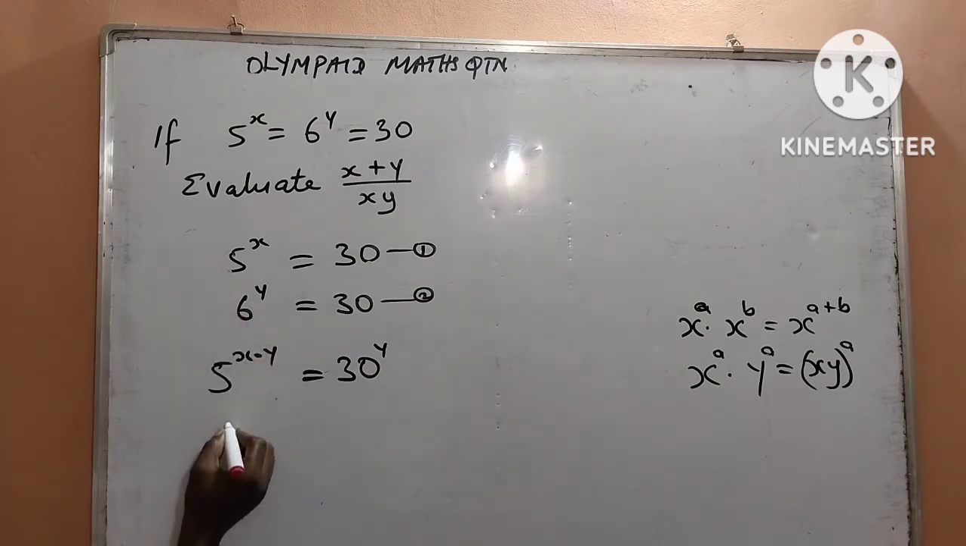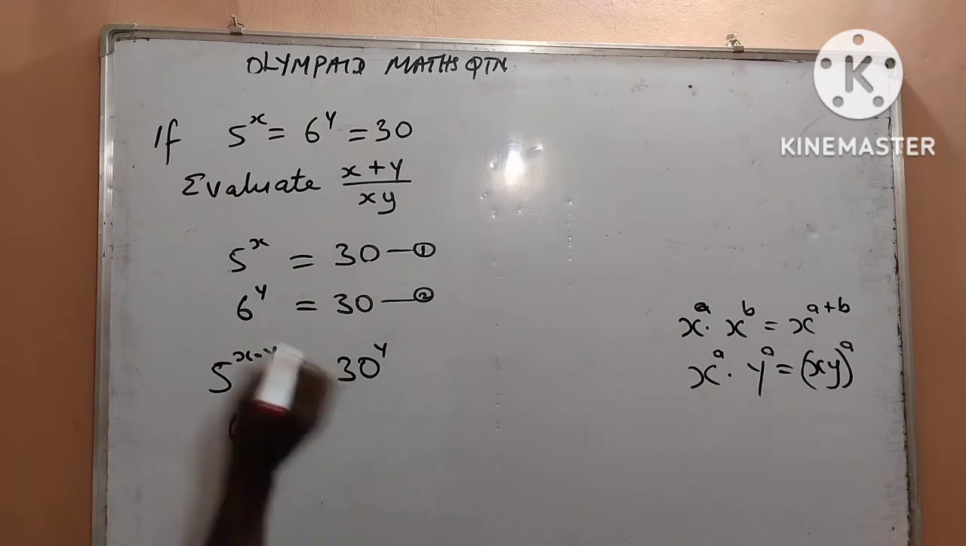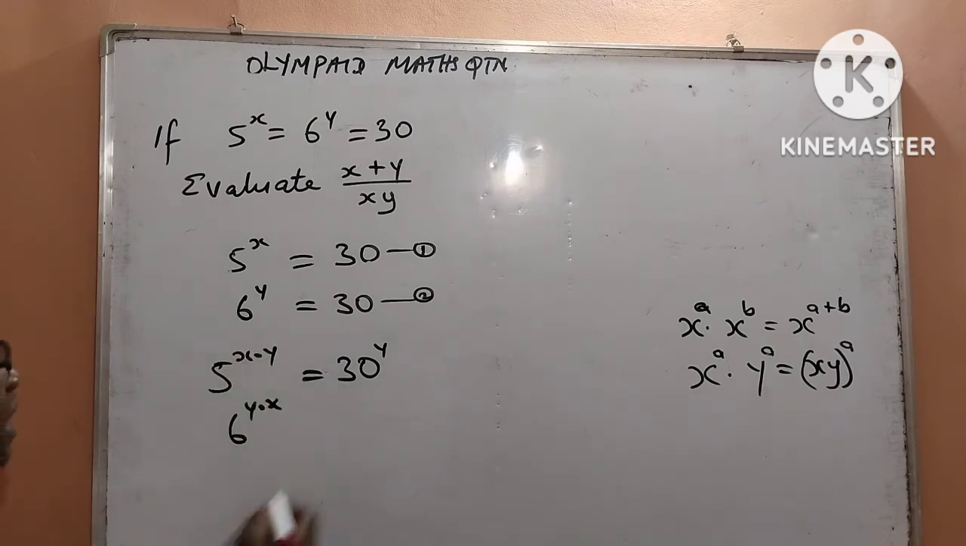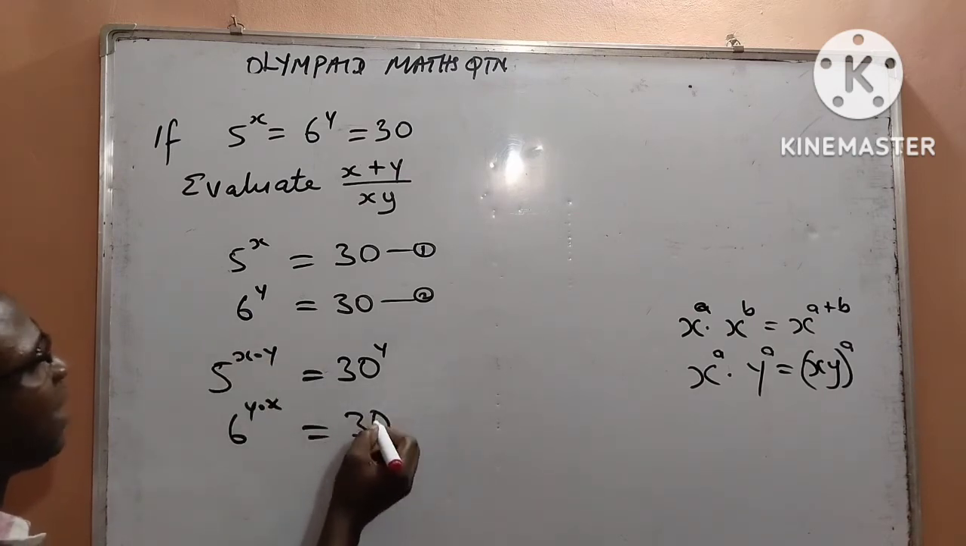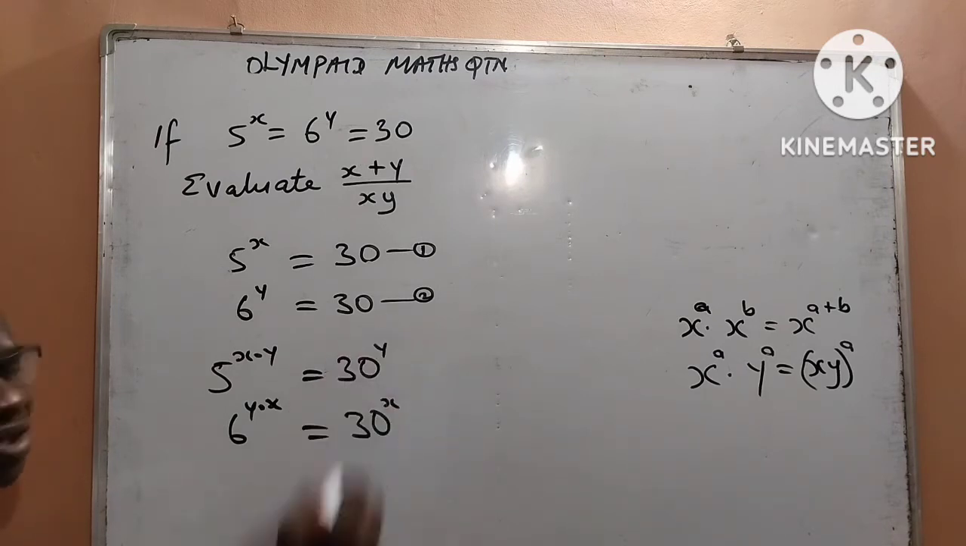And in equation 2, I shall now have 6 to the power y. I will multiply it by x on the left, and on the right, I will still multiply by the power x. What have I achieved?